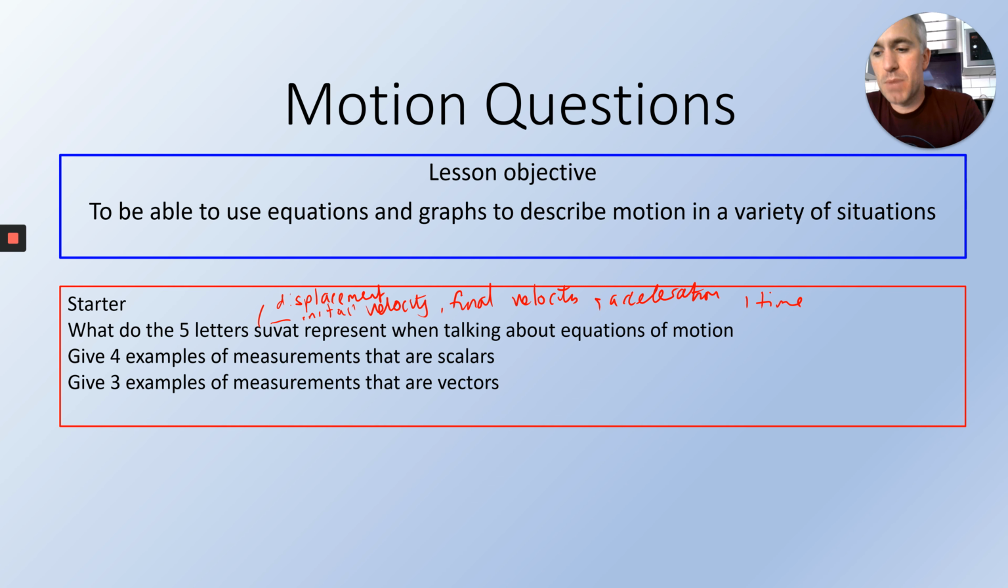Give 4 examples of measurements that are scalars. Things that don't really have a direction. Well, we know speed is a scalar. We know mass is a scalar. We know time. And distance. All scalars.